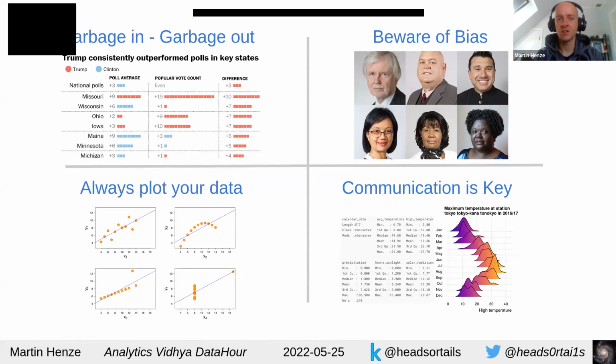Garbage in, garbage out. If your data isn't great, then your model is not going to be great either. Be aware of bias, and bias is related to how your model will be used and what you're actually aiming for. Always plot your data, or always look at your data, at least in some shape or form. Don't just immediately throw it into your favorite deep learning tool, but look at the data to see what could go wrong. And communication is key, right?